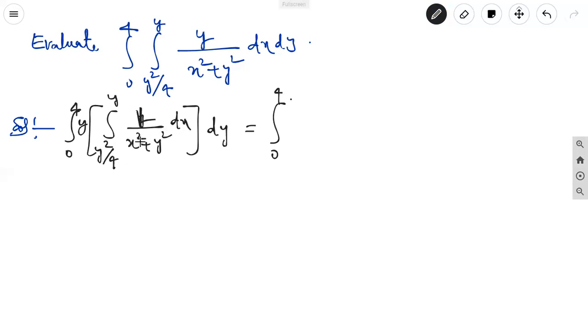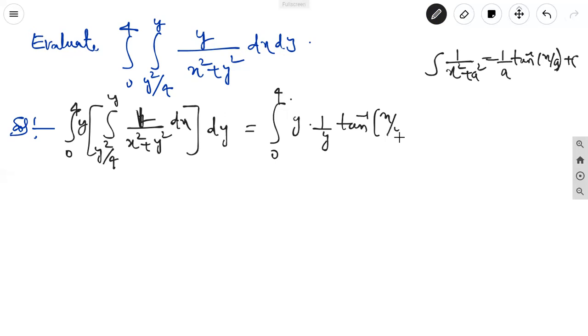What is the form? It is the x square plus a square into dx form. What is a here? y. This is in the form of tan inverse. Why? Because integral 1 by x square plus a square is equal to 1 by a tan inverse x by a. So here it is 1 by y tan inverse x by y, limits from y square by 4 to y, dy.